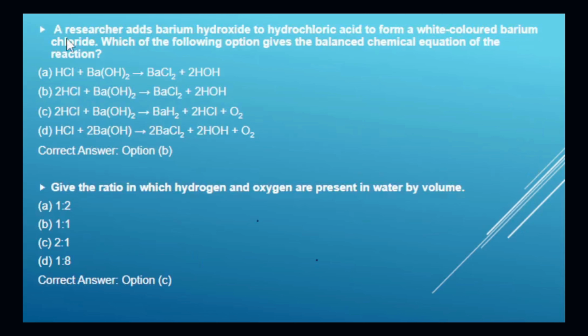So the next question is, a researcher adds barium hydroxide to hydrochloric acid to form white colored barium chloride. Which of the following options gives the balanced chemical equation for the reaction? Alright. So if you know what a balanced chemical reaction is, in a balanced chemical reaction what happens is, on the LHS and the RHS, you need to have an equal number of elements. So that is what a balanced chemical equation is called. The elements on the reactant side as well as the product side should be the same.